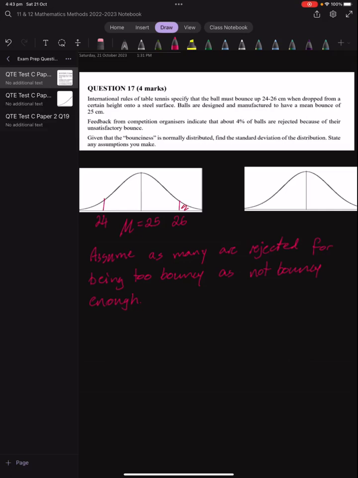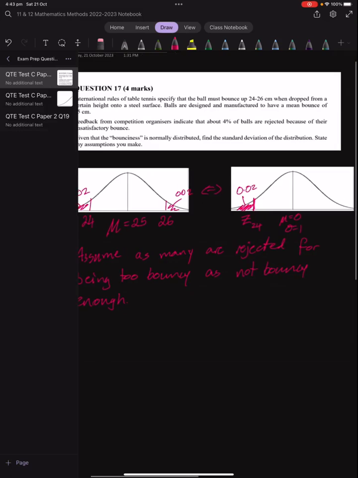Okay, so we've got this little area here is 0.02, and the other little area outside the range is 0.02. Given that we have 4% being rejected, that's 2% at either end. That's an equivalent distribution to a standard normal distribution. Mu equals 0, sigma equals 1. That's right, our distribution of z-scores. And what we want to do is we want to find the z-score that correlates to 24. So it's got 2% on the smaller than it. And we want to know the z-score.